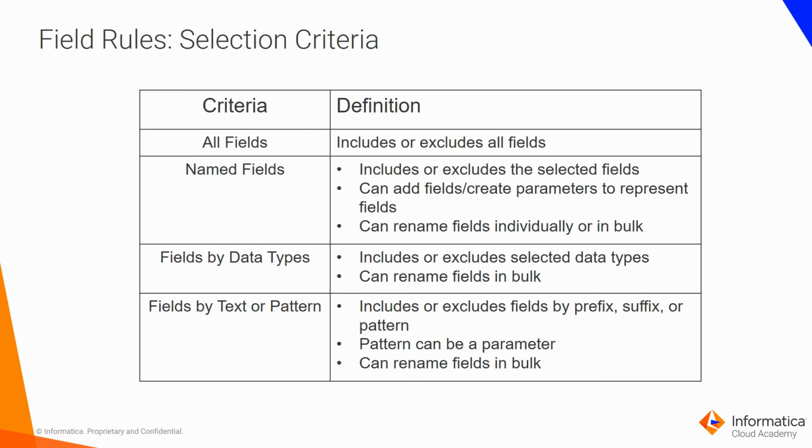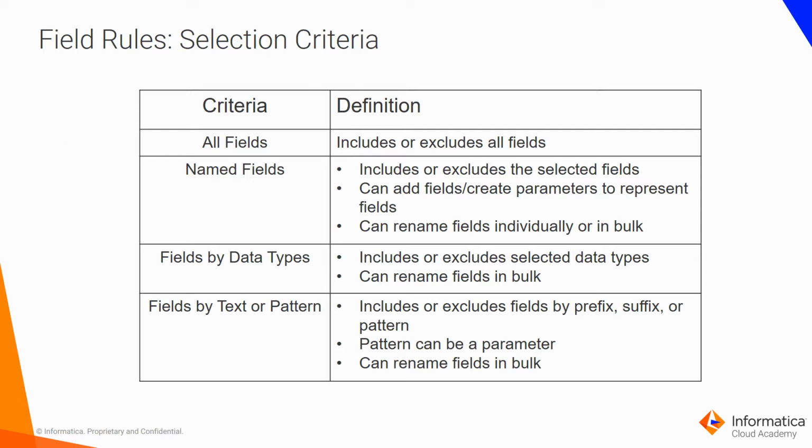When you create a field rule, you will select the operator, either include or exclude. Next, you must specify the selection criteria for fields. The All Fields option allows you to include or exclude all fields. You can also rename all fields in bulk. The Named Fields option allows you to include or exclude specific fields. You can also create parameters to represent fields. When you select this option, you can also rename fields individually or in bulk.